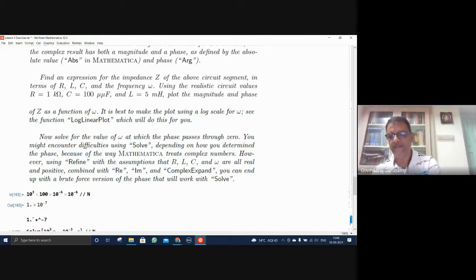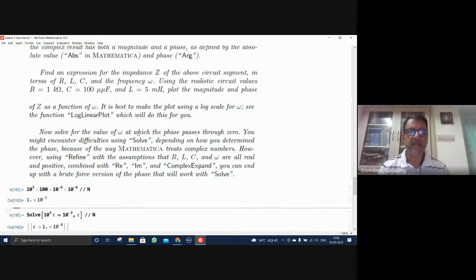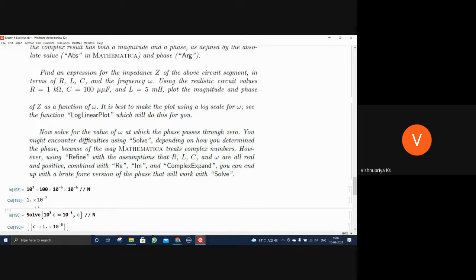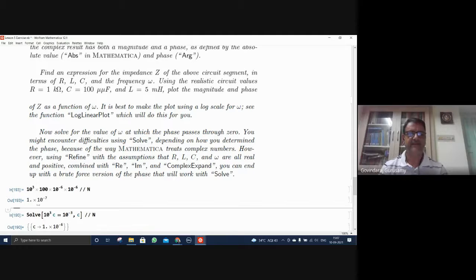What is the value of L? 5 microhenry. Okay. Now I have another question. L by R or R by L? What is your time constant? Is it L by R or R by L? No idea? L by R. L by R. Very good.